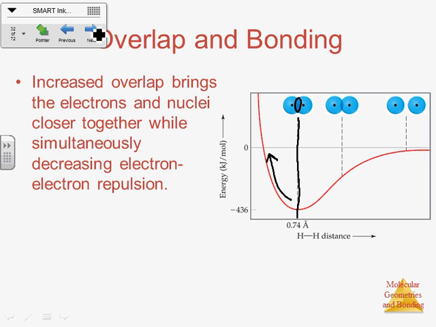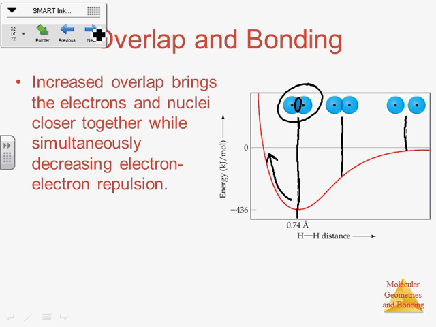You have to put a lot of energy into it to get them any closer, because the protons in the nuclei don't want to be any closer together than 0.74 angstroms, because like charges repel. Okay, but then if you get too far away, that's not energetically favorable either, because the electrons are not sufficiently attracted to the nuclei. And if you get too far apart, obviously they're not even bonded anymore. So there's this ideal distance for a bond.